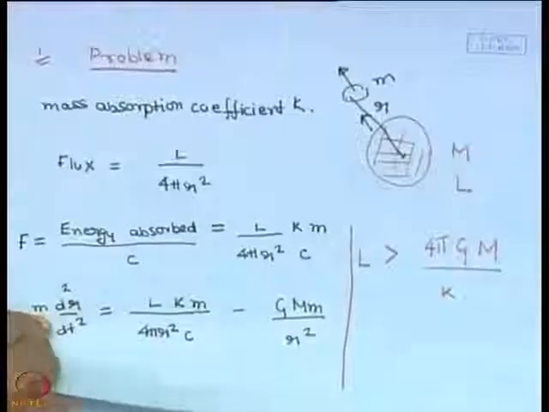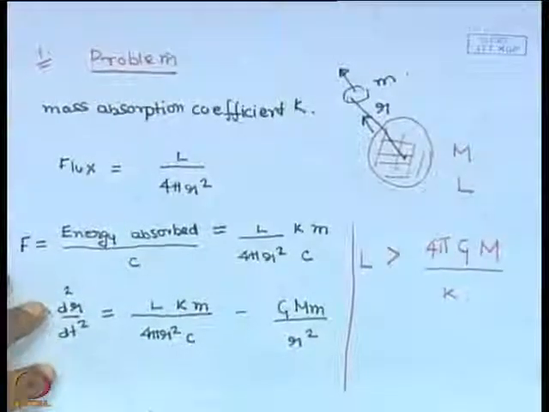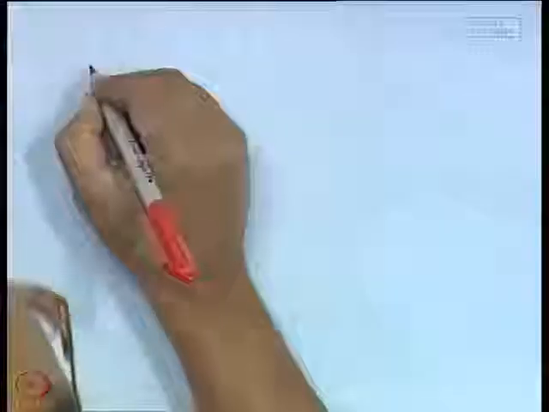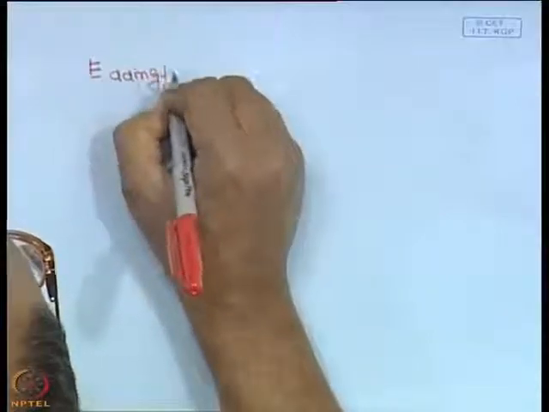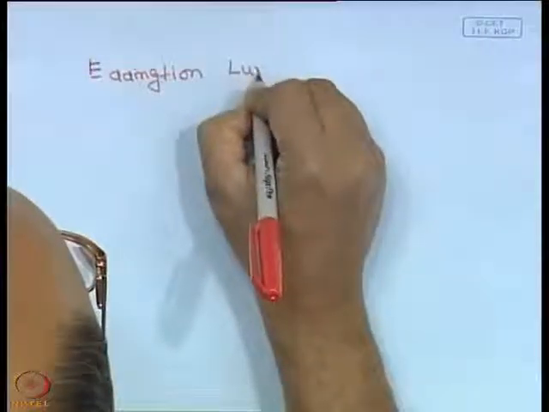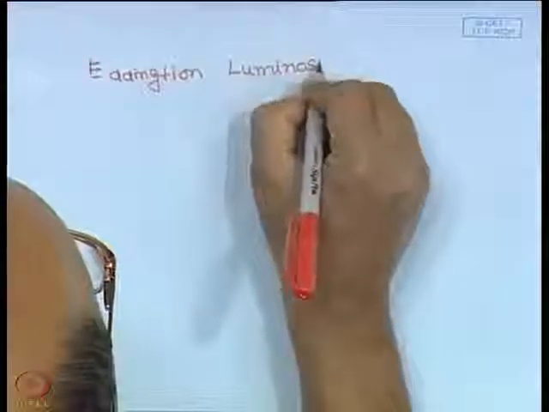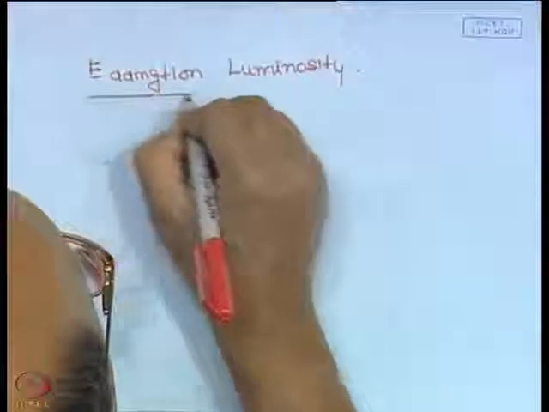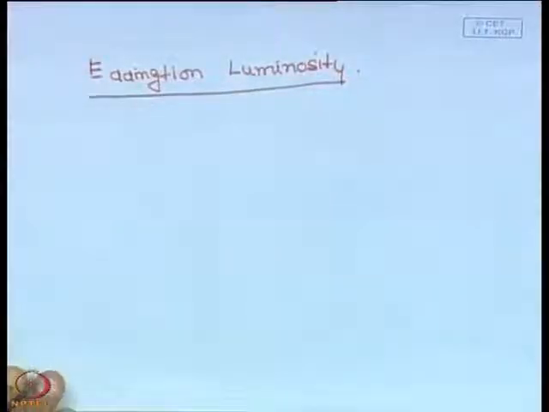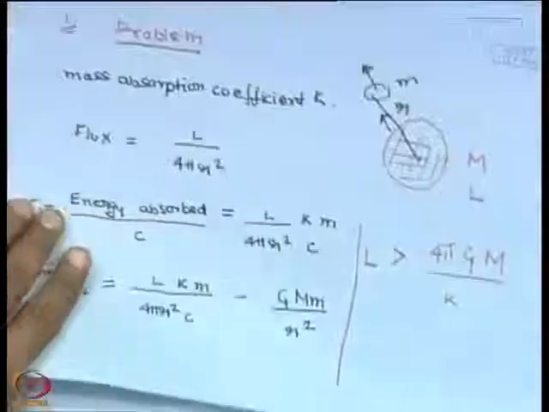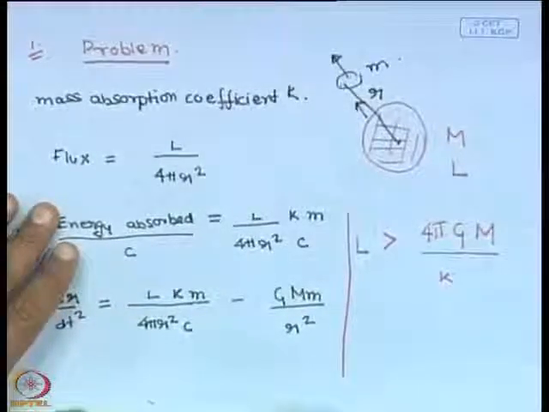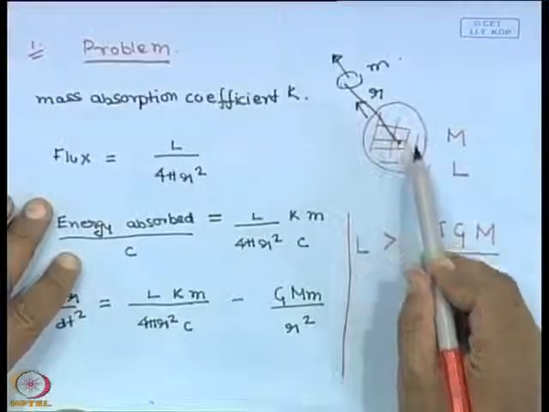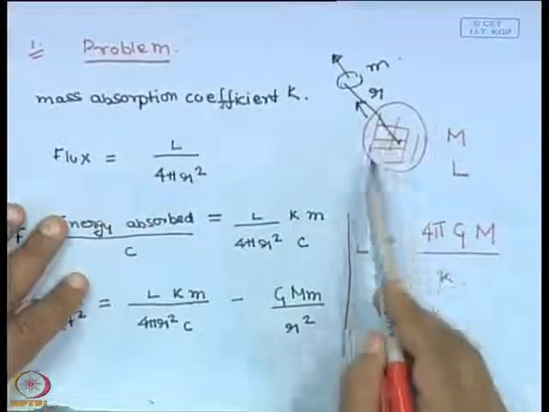This consideration gives rise to a very important concept, the concept being called the Eddington luminosity. The concept was first introduced by Eddington, the famous astrophysicist. The consideration here is quite simple. Suppose we consider a massive object like this, and let us assume that the massive object is made up of hydrogen, and the hydrogen is ionized.